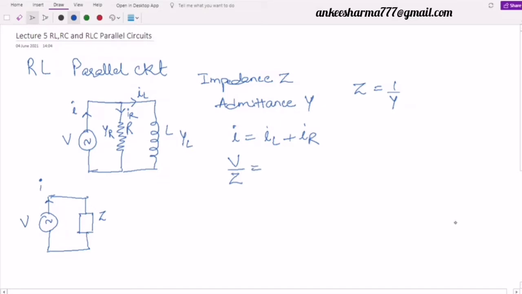This should be equal to, if I take IR first, IR is nothing but the voltage divided by the resistance. This is what I have, because if this is the voltage, definitely at this point my voltage is V, because there is no component in between these two points. So this is V. It means definitely IR is equal to V by R, right? Plus, what is IL? IL is the current flowing through the inductor L. So definitely IL will be equal to the voltage divided by the impedance.